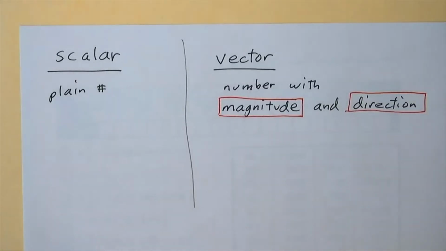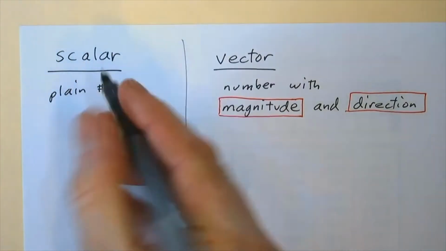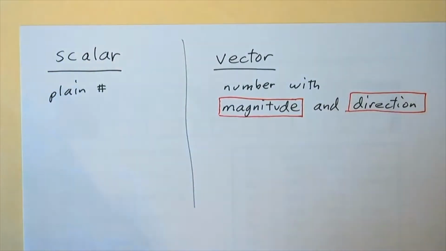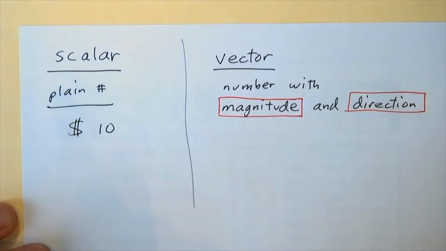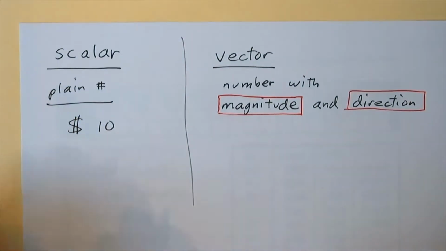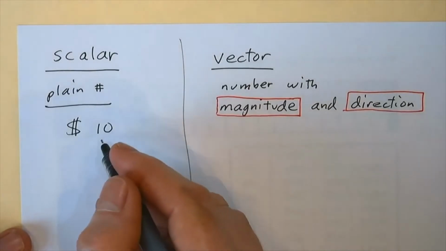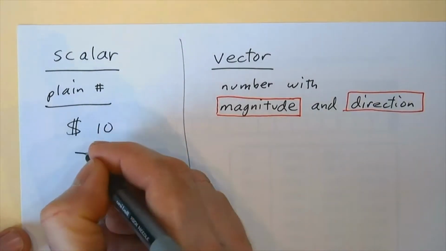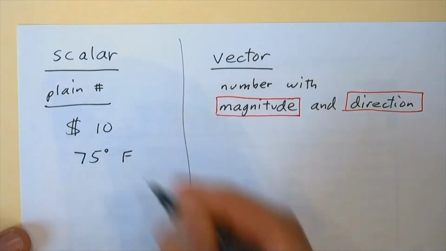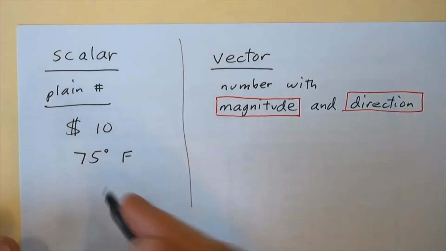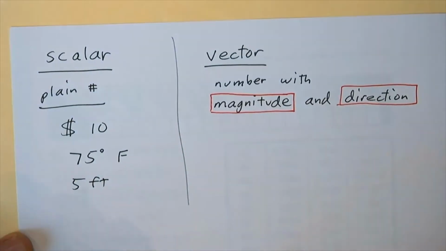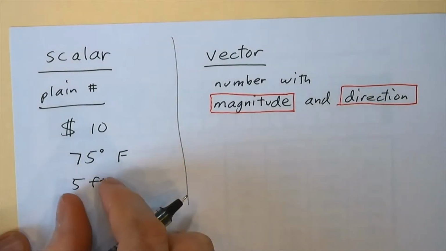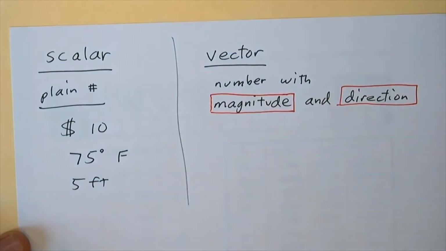Okay, so two types of numbers. Some numbers are just called a scalar, which is just a plain number. What do you mean a plain number? Like if I said $10, is there a direction? No, there's no direction. It's just an amount. Or I could say the temperature is 75 degrees Fahrenheit. There's no direction. It's just an amount. Okay, or I could say 5 feet. That's got an amount, a magnitude, but no direction.